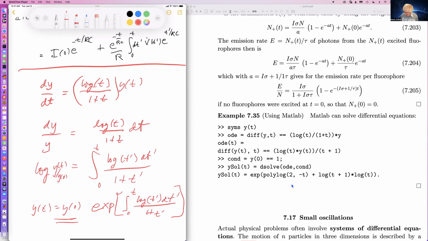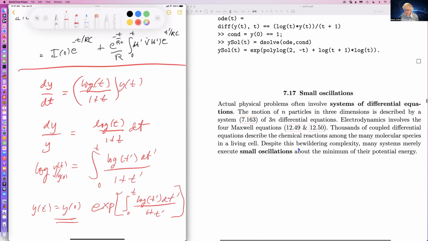Well, apparently this funny integral is the polylog of 2 and minus t plus log of t plus 1 times log of t. The polylog is one of these standard functions, and you know, there are just infinitely many standard functions of mathematical physics that have been worked on and worked out.